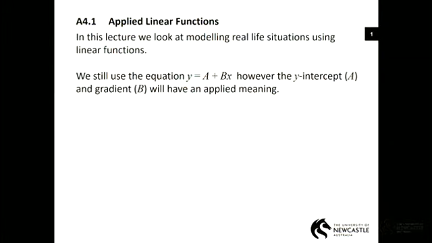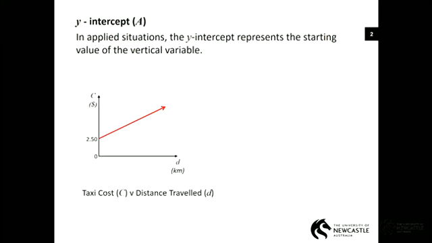So we're still going to use y equals a plus bx, and I'm going to mention the y-intercept and gradient, but the y-intercept won't always be for the y-axis. Sometimes the axis will be named p, or any other letter. Let's have a look. There's a linear graph. This week, I don't care about the negative side on the x's, or the negative side down here. Sometimes it depends what we're discussing. Sometimes it makes sense, sometimes it doesn't.